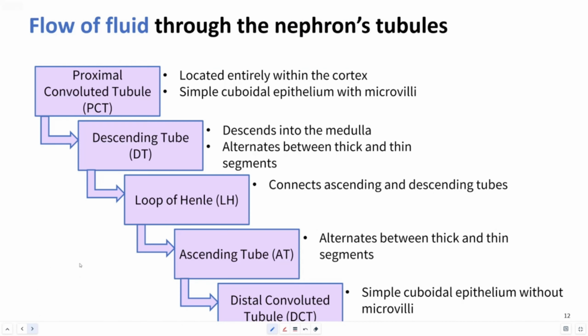So in summary, the proximal convoluted tubule, PCT, is located entirely in the cortex. It's lined by simple cuboidal epithelium with microvilli. The descending tubule, DT, descends into the medulla, alternates between the thick and thin segments, and connects the ascending and descending tubules called the loop of Henle. Then the ascending limb alternates between the thick and thin segment, which is mostly composed of cuboidal epithelium. And then the final part is going to be the distal convoluted tubule, DCT, which again is going to be simple cuboidal epithelium. However, it does not have microvilli.